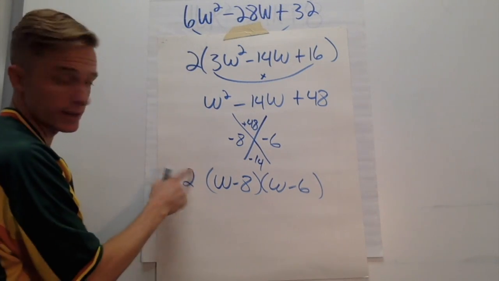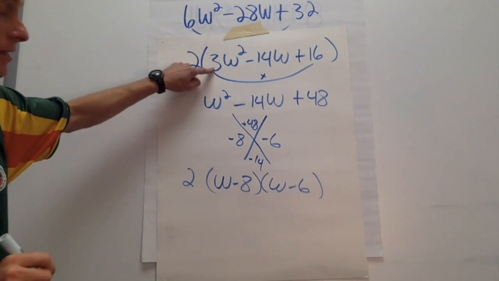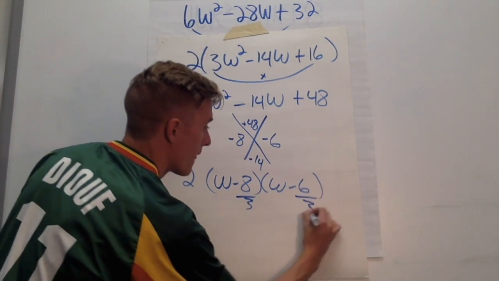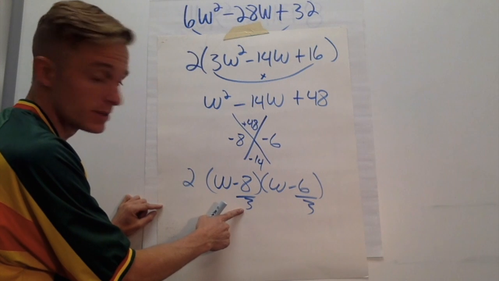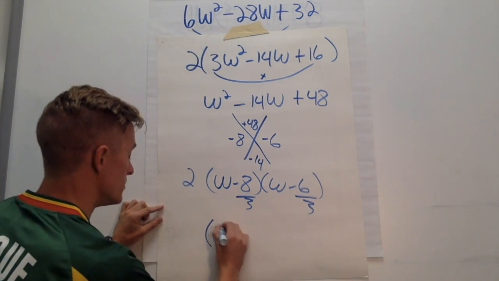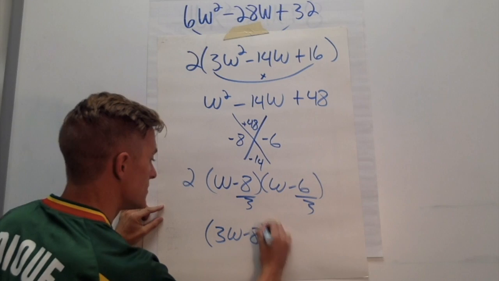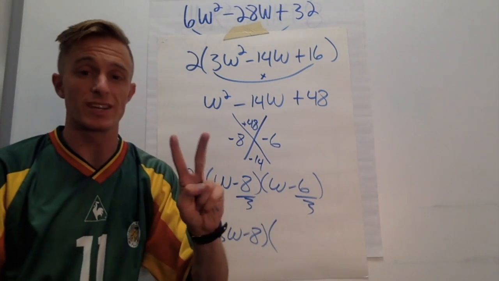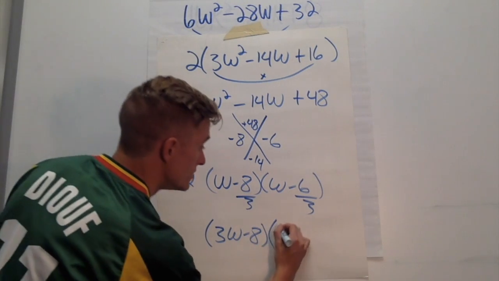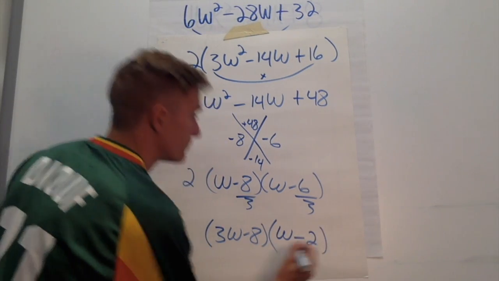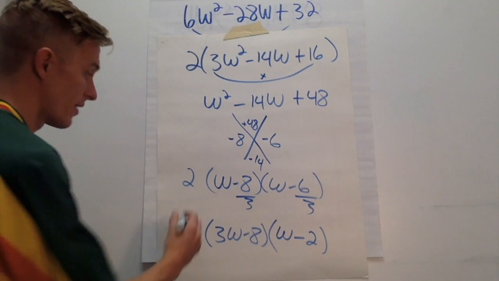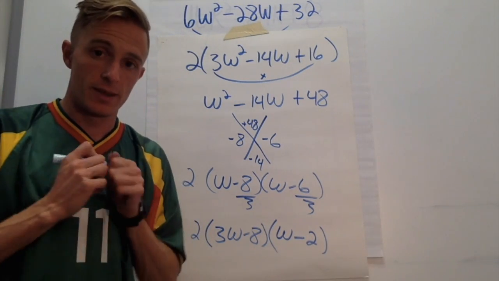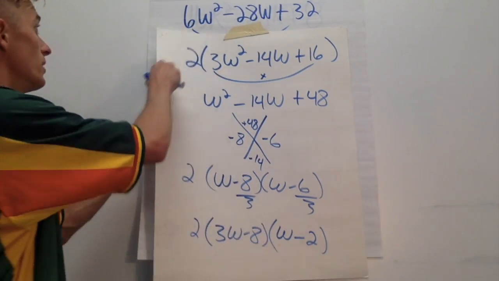Our friend the 2, bring it down. Okay, we dropped a 3 from here to here, so we've got to bring our 3 back. So 3. 8 over 3 does not reduce, so our answer is 3w minus 8. 6 over 3 reduces to a 2. 6 divided by 3 is 2, so that is w minus 2. And then bring down that 2 on the outside, and this is what you should have gotten for your final answer. All right, next one.